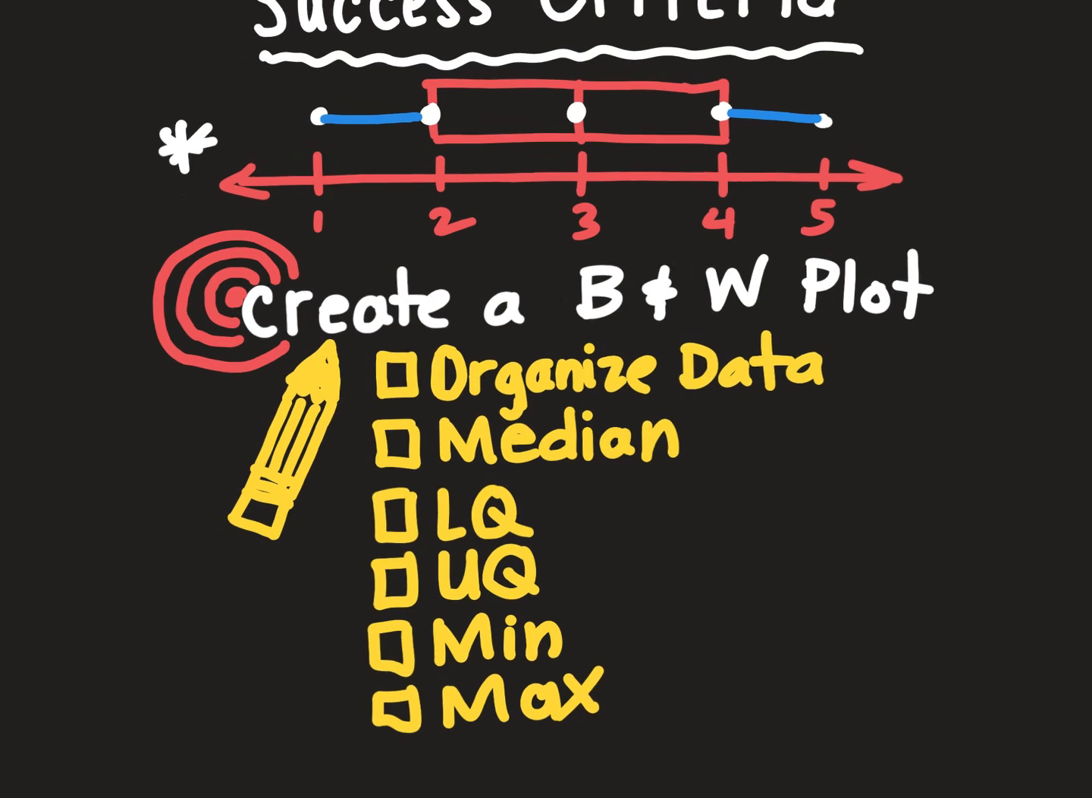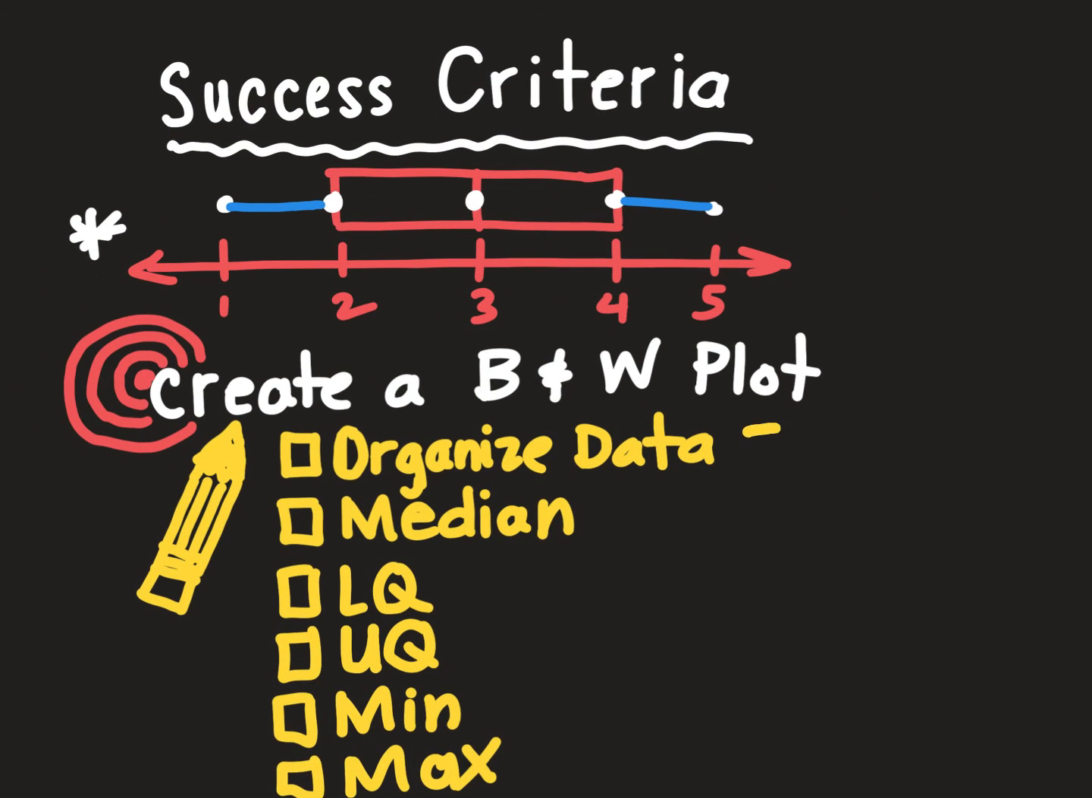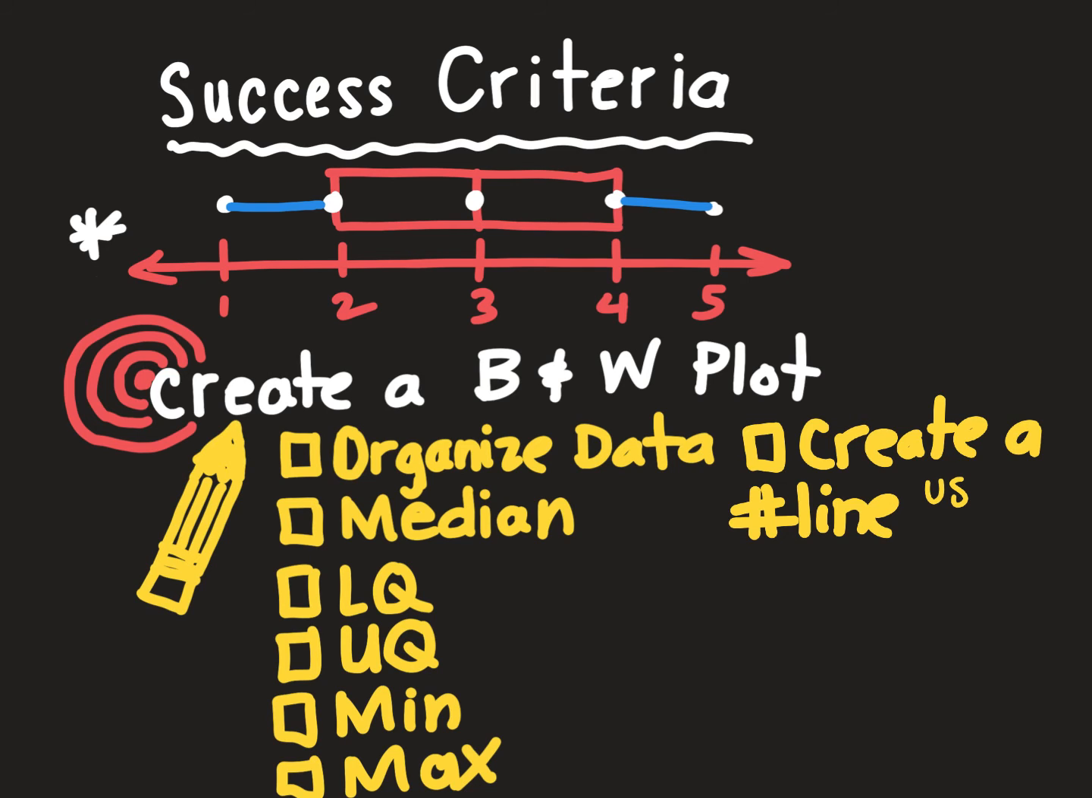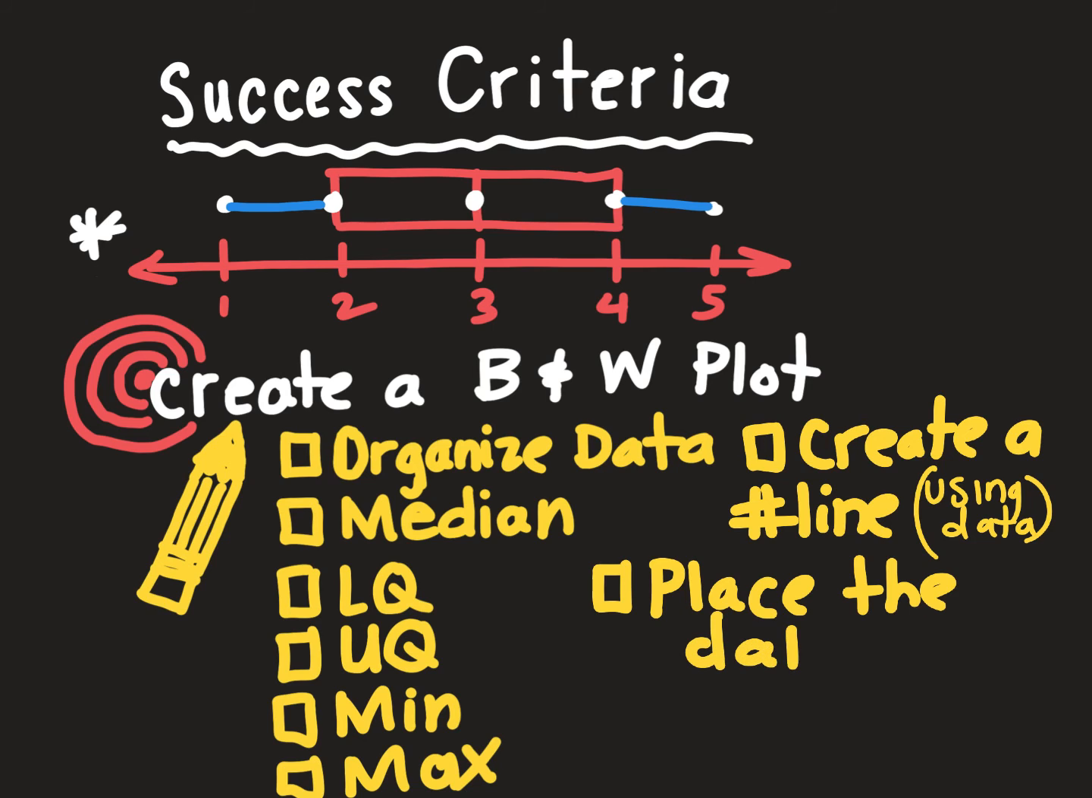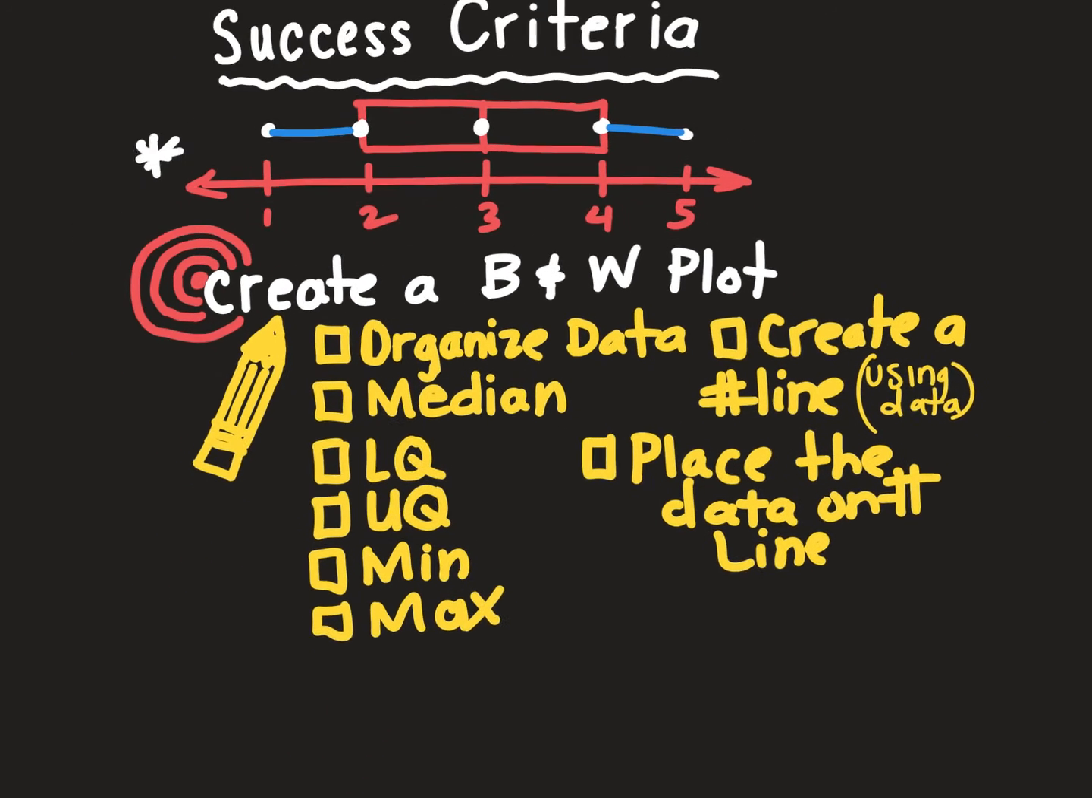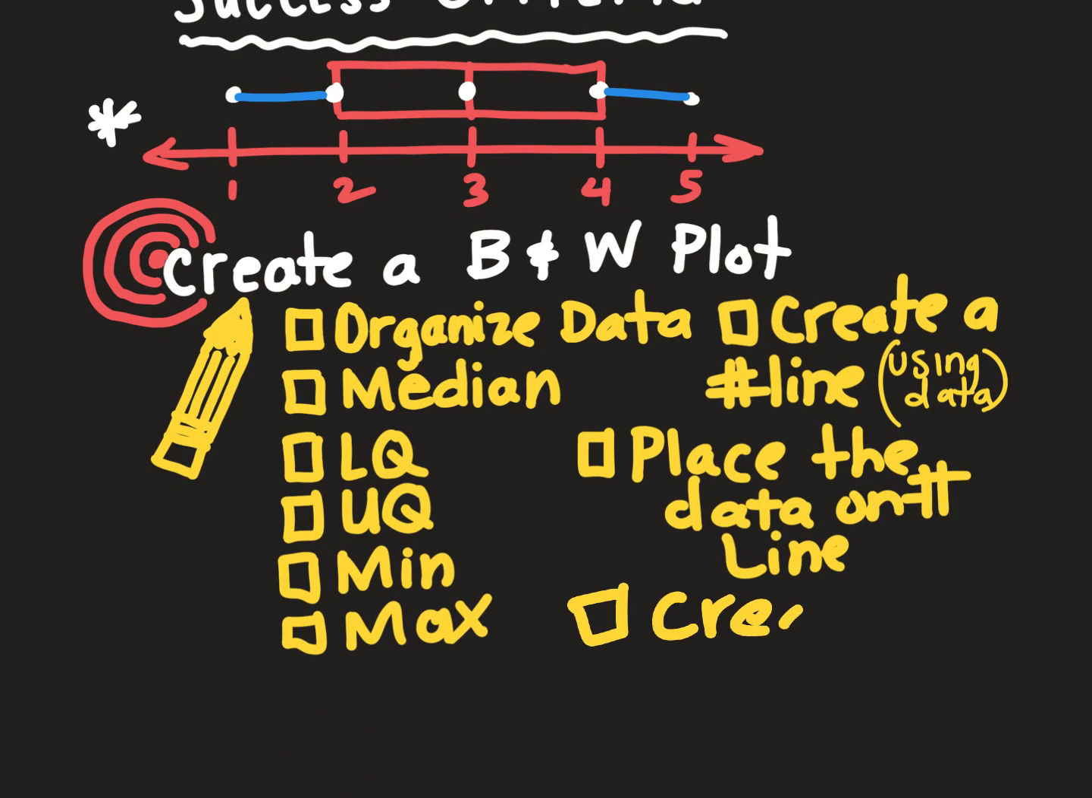In addition to that, that's just leading up to creating this thing. They haven't even created it yet. So then in addition to that, they need to be able to create a number line, and this number line needs to be created using their own data, the data that is presented to them. Not only do they need to be able to create a number line, they need to be able to place the data on the number line, those dots. And not only do they need to place those dots on the number line, then they need to be able to create the box and create the whiskers.